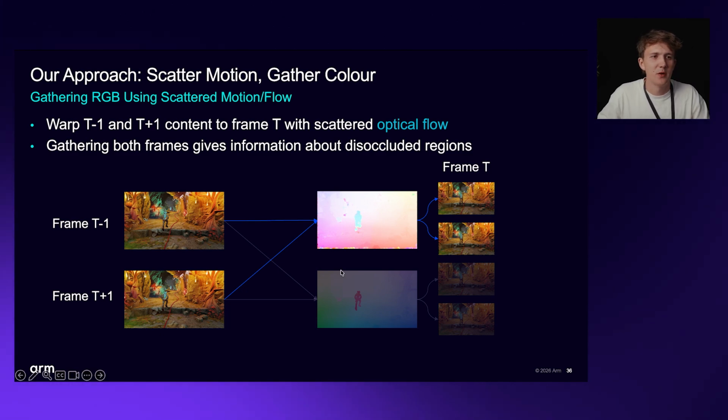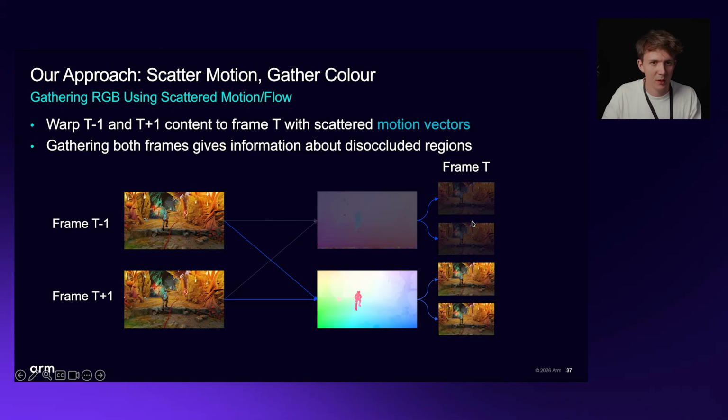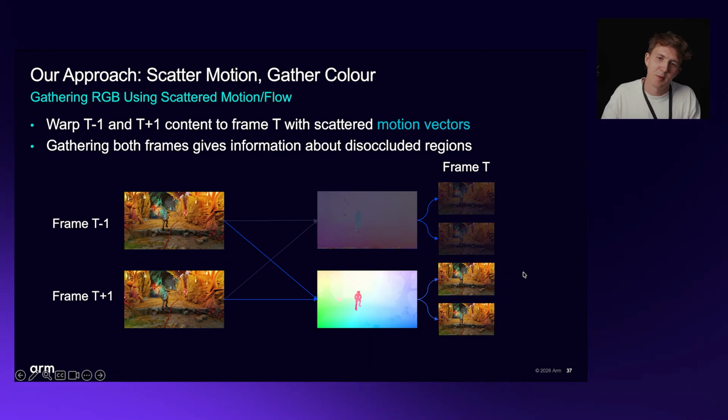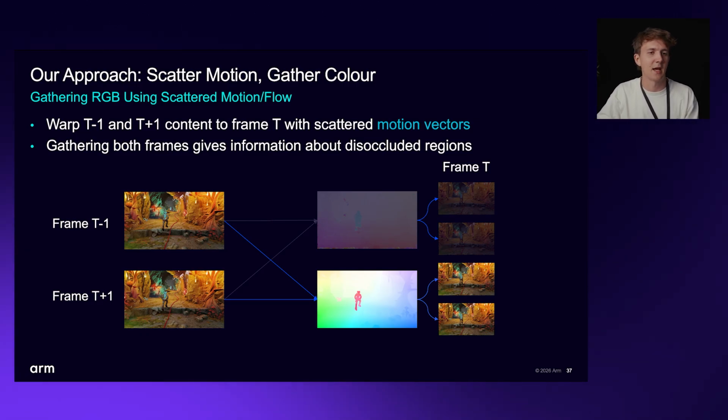So to summarize the approach, T-1 and T+1 are warped with the scattered optical flow to create two optical flow candidate frames at T. And then we do the same for the motion vectors. T-1 and T+1 are gathered with the scattered motion vectors to create two motion vector warped frames at T. And we do this for both T+1 and T-1 in order to give information about regions that would have been disoccluded in the other frame. So in summary, that's effectively how we use scatter-gather to create our four candidate frames here.